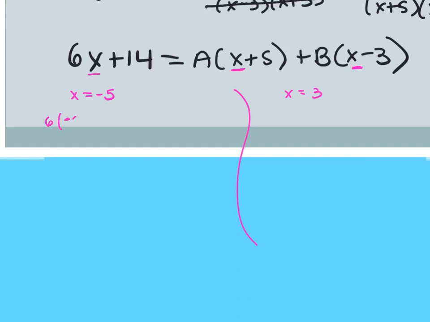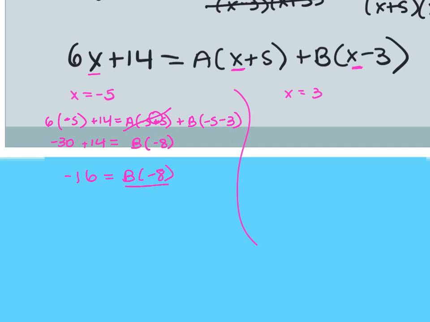So 6 times negative 5 plus 14 equals A times negative 5 plus 5 plus B times negative 5 minus 3. Negative 30 plus 14 equals, this is 0, and that's gone, which was the point of it. B times negative 8. Negative 16 equals B times negative 8. Divide both sides by negative 8. And B is 2.